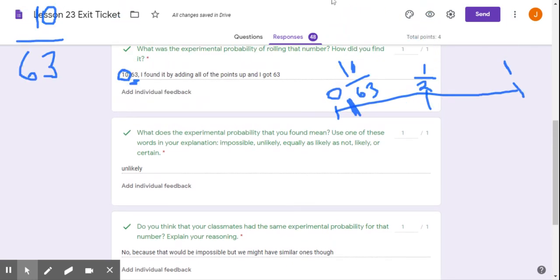Okay, so that's Darwin's exit ticket. If you are still a little confused about experimental probability, come to office hours, please talk to me about it, or head back to this lesson and try to relearn some of this stuff. You've got it.